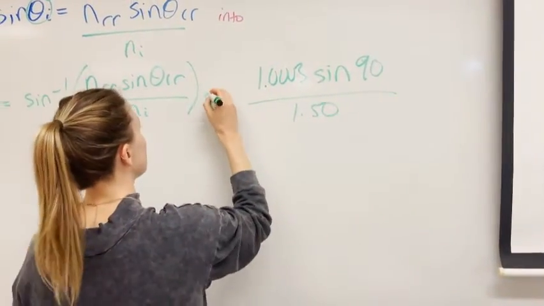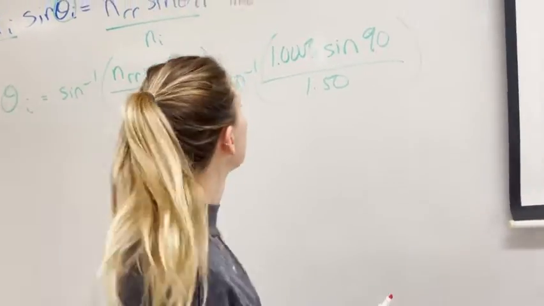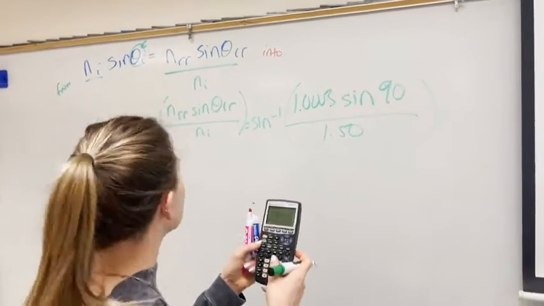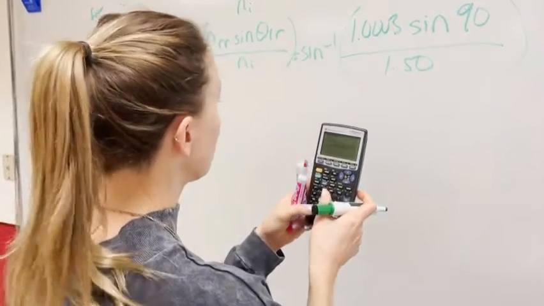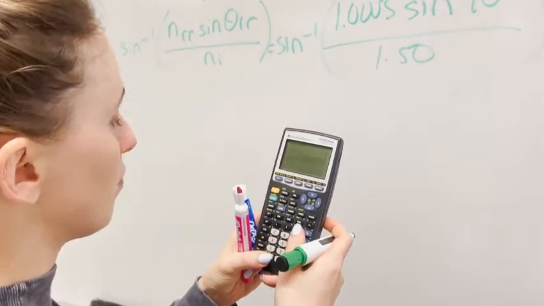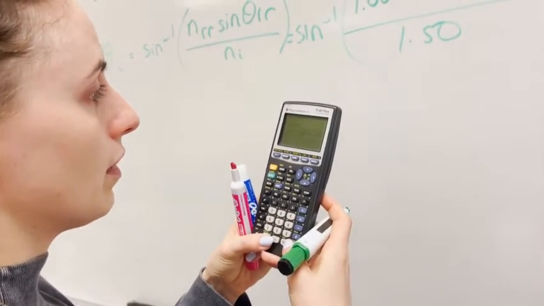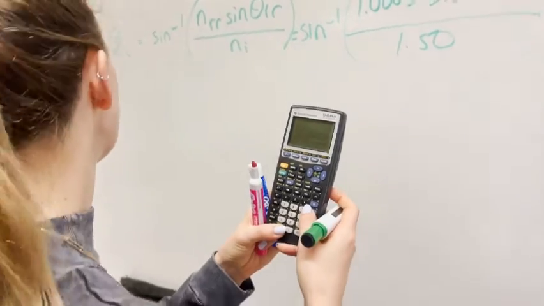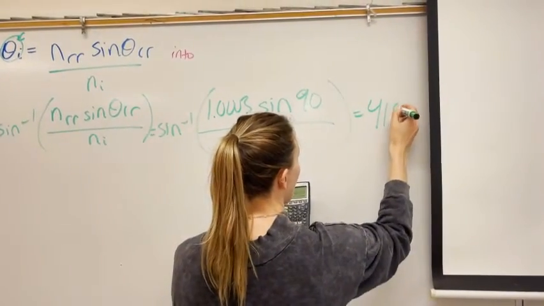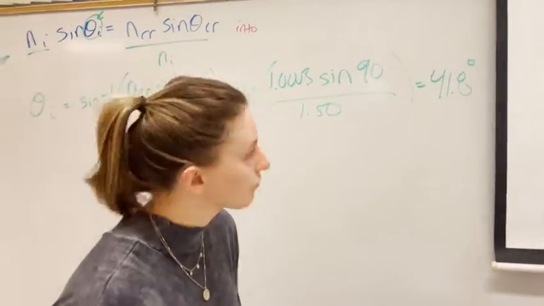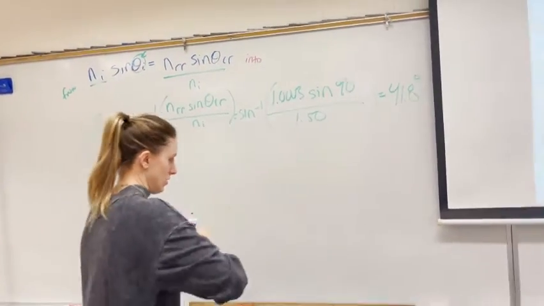Then we just have to take the inverse sine of that. Plug it in. So the inverse sine of 1.3 times the sine of 90, close that parenthesis, divided by 1.5, close my parenthesis there. I get 41.8. 41.8 degrees would be the angle of incidence that would produce an angle of refraction of 90 degrees. Now that's measured from the normal. That's 90 degrees from normal.